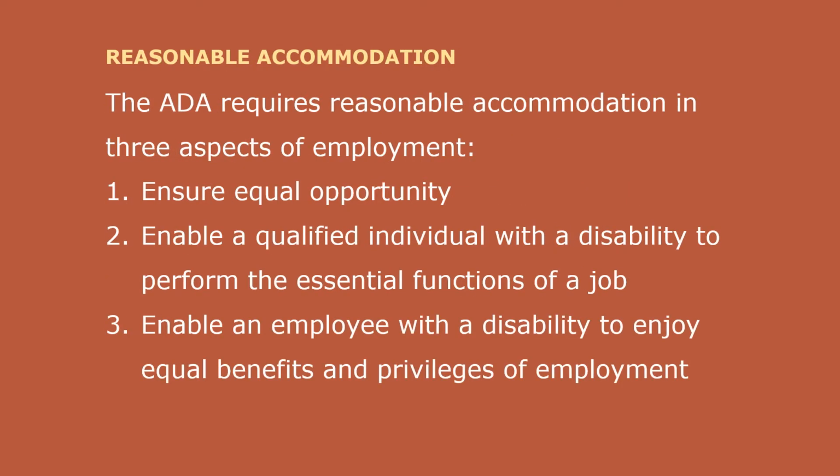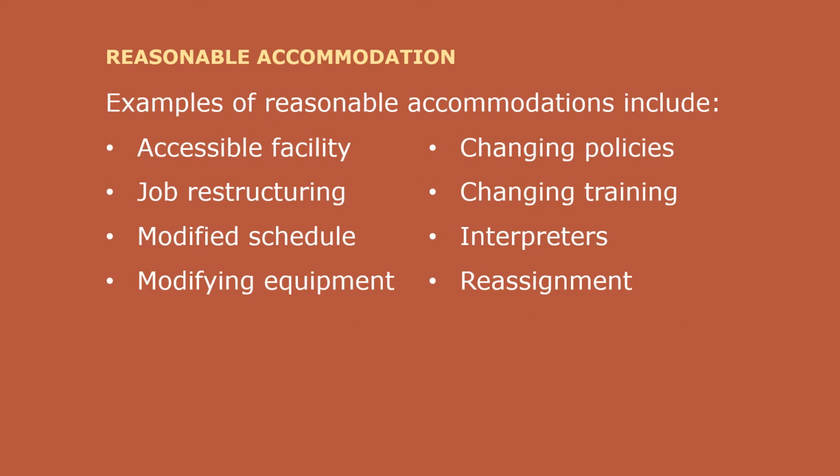The ADA requires reasonable accommodation in three aspects of employment: to ensure equal opportunity in the application process, to enable a qualified individual with a disability to perform the essential functions of a job, and to enable an employee with a disability to enjoy equal benefits and privileges of employment. Examples of reasonable accommodations could include making facilities accessible, job restructuring, modified work schedules, modified equipment, changing policies or procedures, changing or adapting training, providing interpreters, and job reassignment.